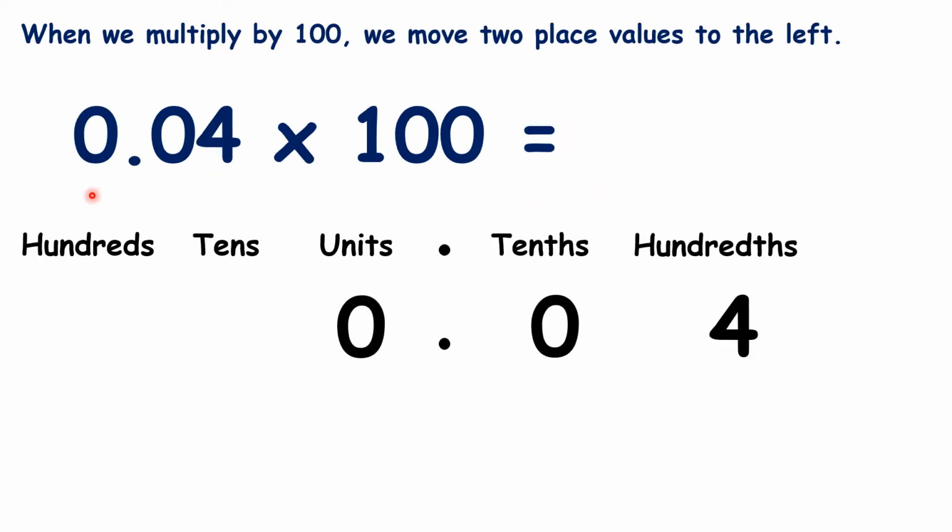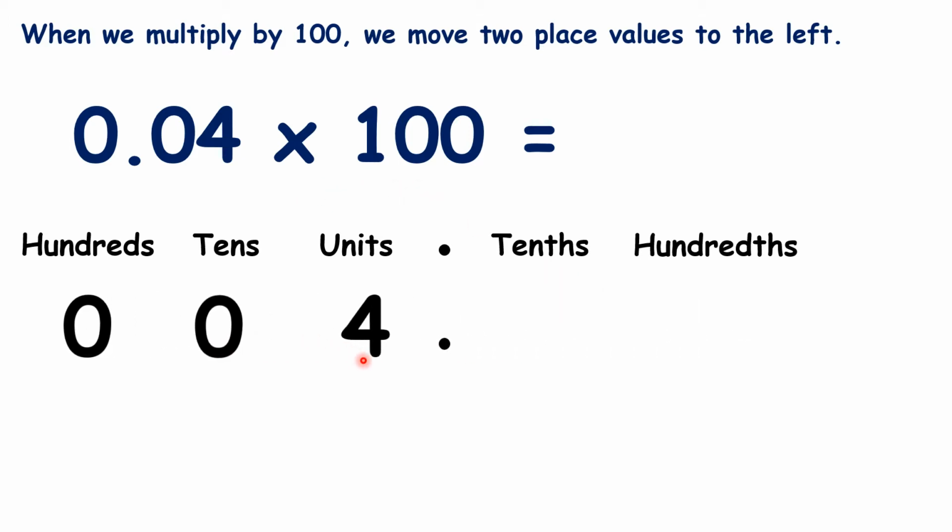Now we have 0.04 times 100. So moving 2 place values to the left, we have 4 units, and we can ignore our 0 hundreds and 0 tens. So 0.04 times 100 is 4.